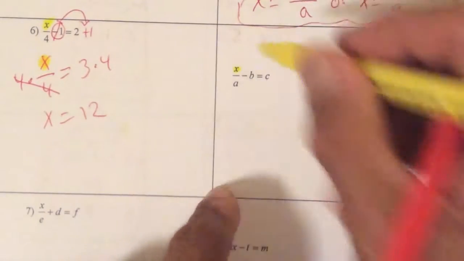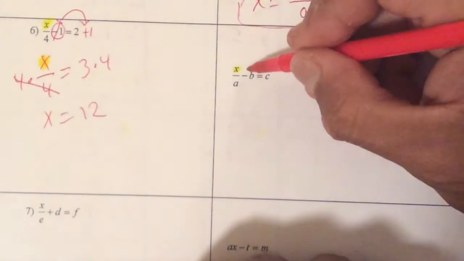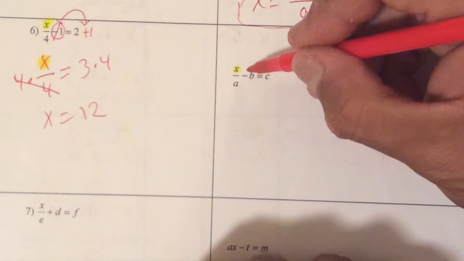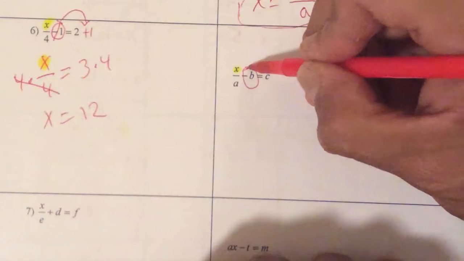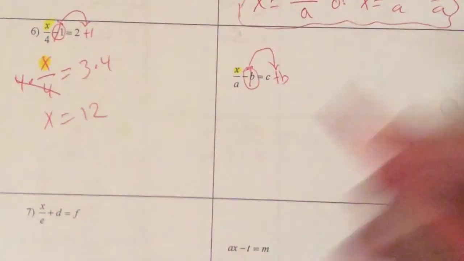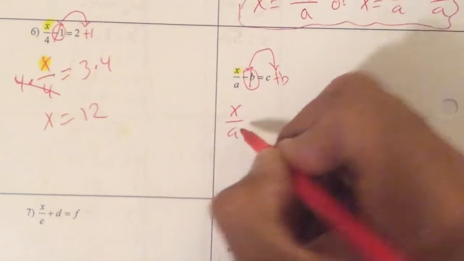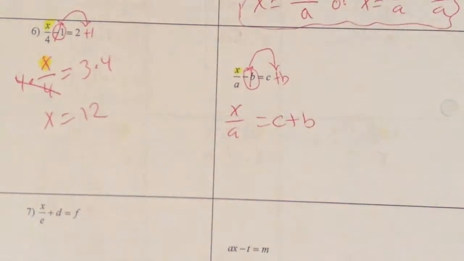Now you basically do the same thing for the problem we're about to do. This time we only have letters, which doesn't change anything. And we're still solving for x. So first thing I need to do is move the number that's not near the x. The letter that's not near the x. So that would be the minus b. So the opposite is to become plus b. So x divided by a equals c plus b.